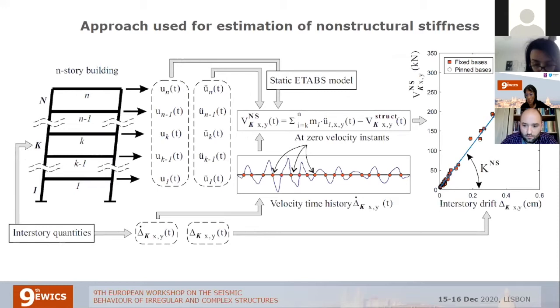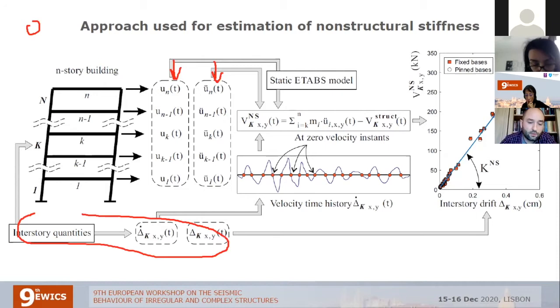Yes, of course. So, let's imagine that we have an n-story instrumented building. Now, for every story, we have the acceleration, the velocity, and the displacement time histories. With these values, we can very easily calculate the interstory quantities, so we can have the interstory drift and the interstory velocity. Now, if we analyze only those time instances where the interstory velocity is equal to 0, then with that assumption, the damping part in the dynamic equation of motion is also equal to 0.